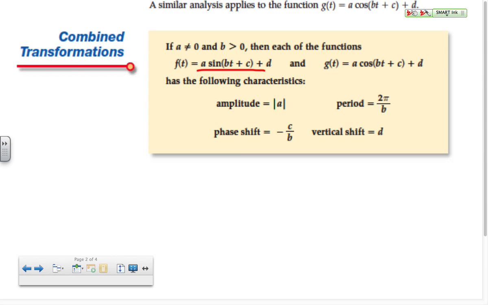Okay. A is the amplitude. We've already talked about that. We've also talked about the period being 2 pi over b. Okay, b is the number that's in front of here. Now a phase shift. This is interesting.